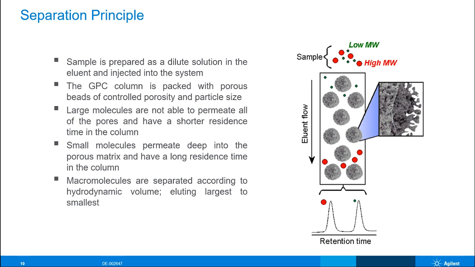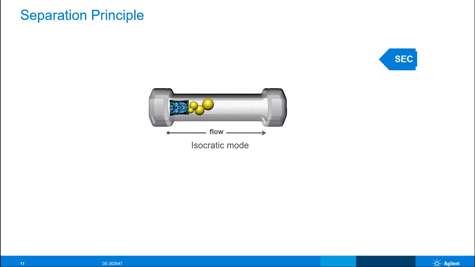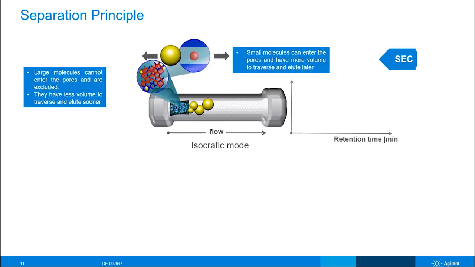What I'll show here is just this separation principle as it happens. So what we have here is isocratic flow and the stationary phase with all these different pores. And what you'll see is that large molecules will be the first thing that comes out. Small molecules will be the last thing that comes out. This is an entropy-driven process.